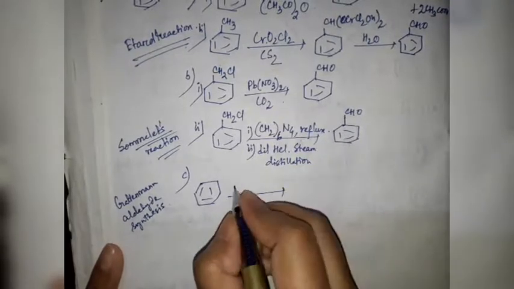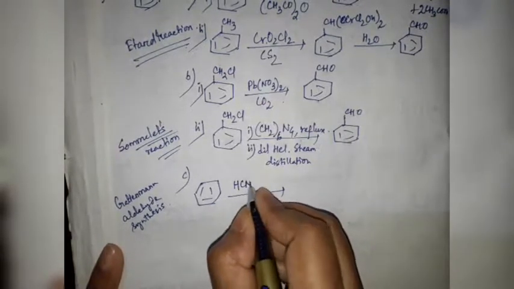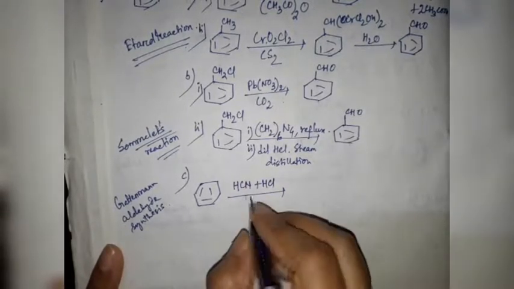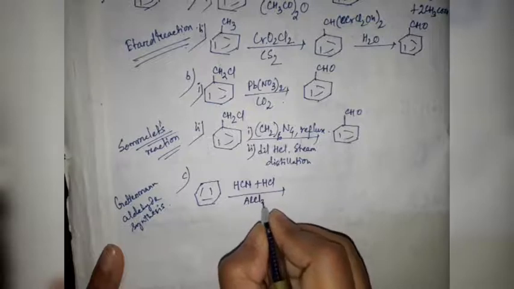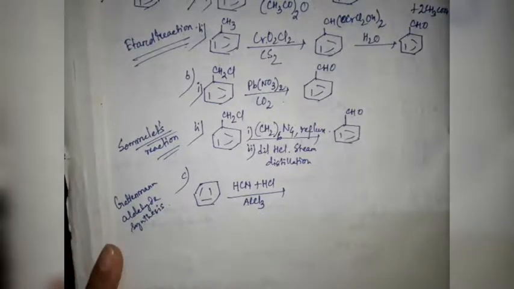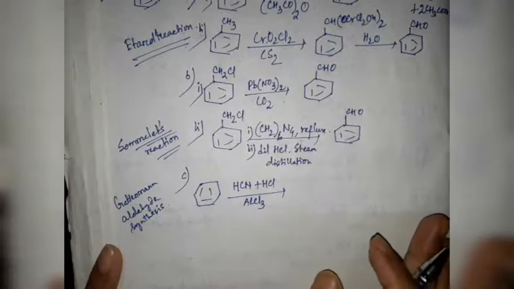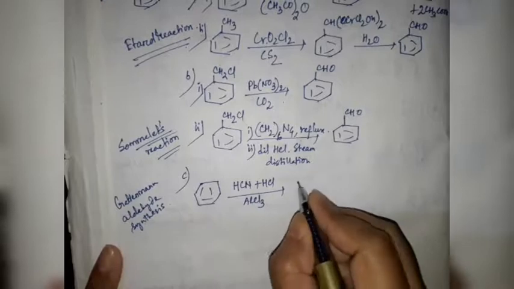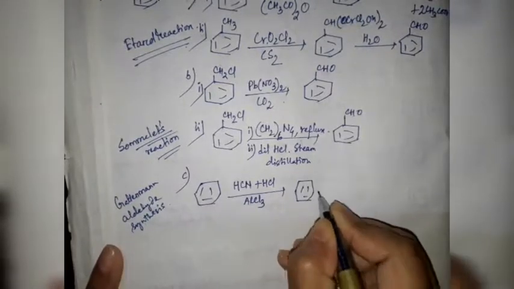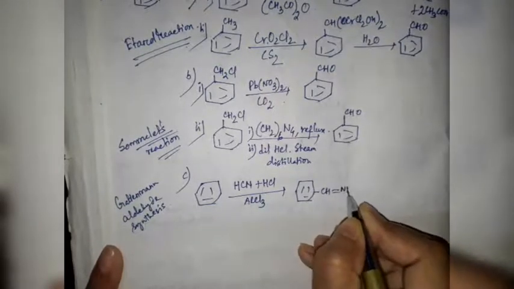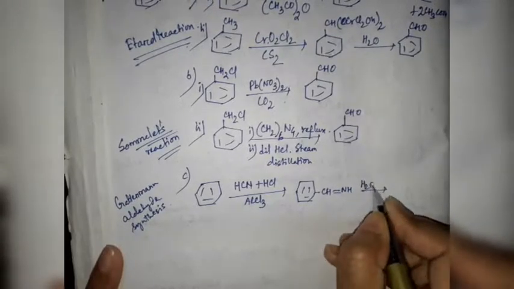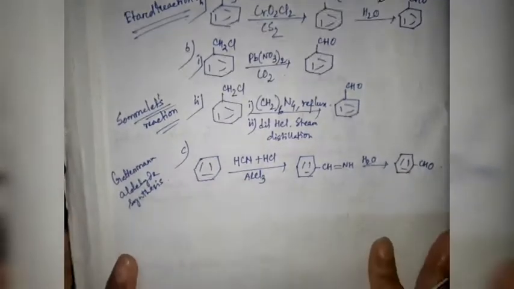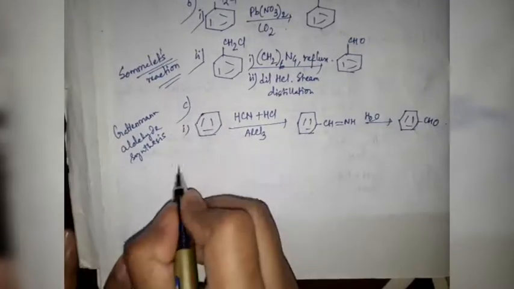In this way, at first HCN, that means hydrogen cyanide, and HCl and AlCl3 react with each other to form imidoformyl chloride, which will react with this benzene to form an imine, CH=NH, which after hydrolysis we can get benzaldehyde. Clear? So this is number 1.